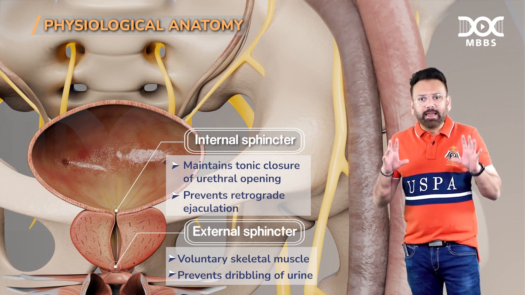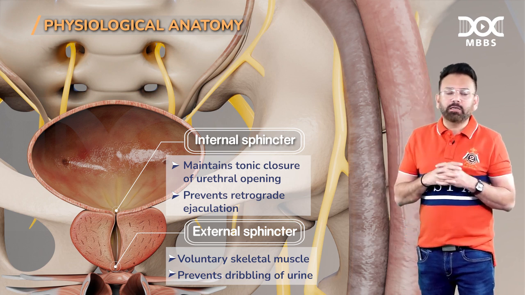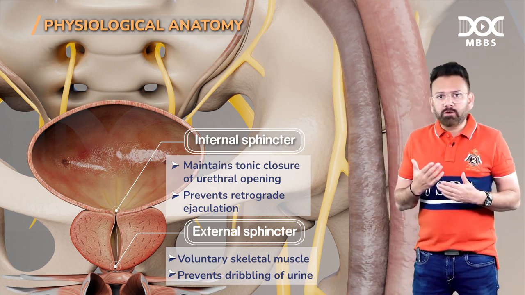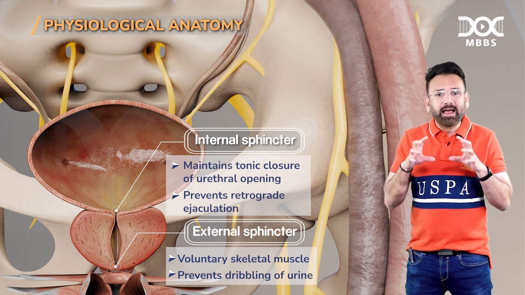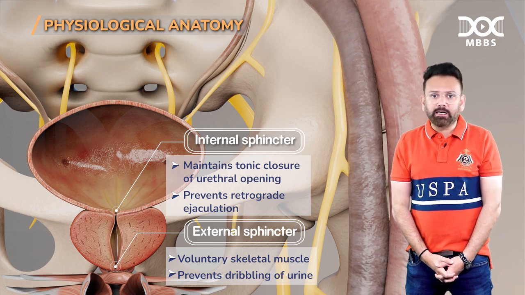It can be relaxed voluntarily at the time of micturition. When you see that there is a proper place and you want to do this process of micturition, then you can voluntarily relax this external sphincter because it is made up of voluntary skeletal muscle.